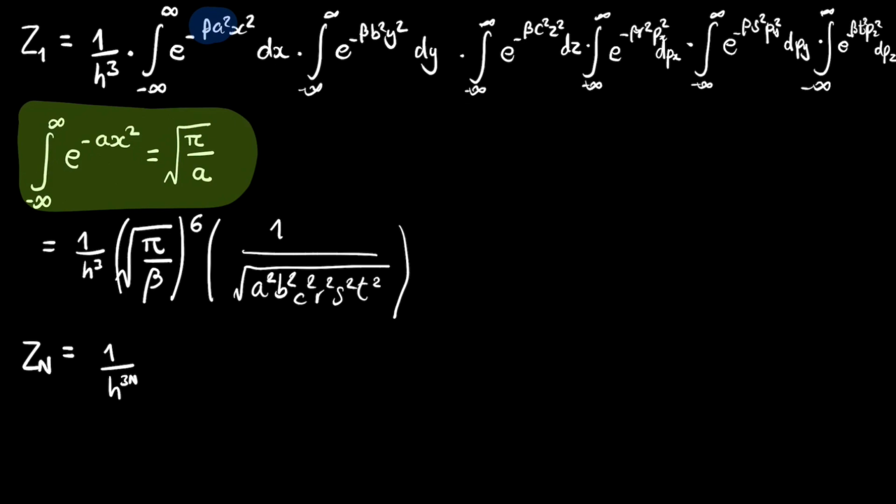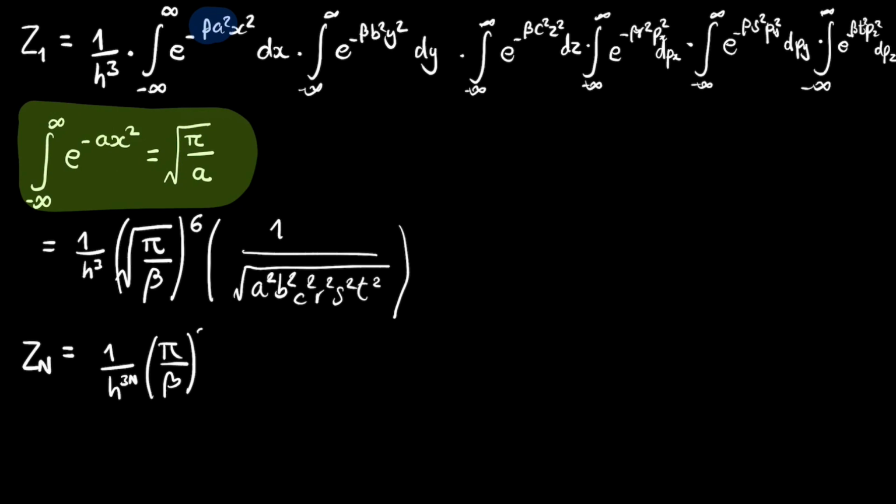What's going to happen to this guy right here? Well, the square root of something to the power of 6 is basically just saying the square root of this cubed, because this is all square rooted, and if it's raised to the power of 6, then the 6 gets divided by 2 to get 3. And we're also raising it to the power of n, so we're going to get pi over beta to the power of 3n.